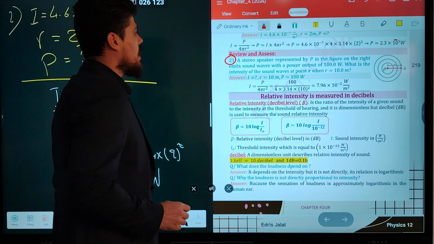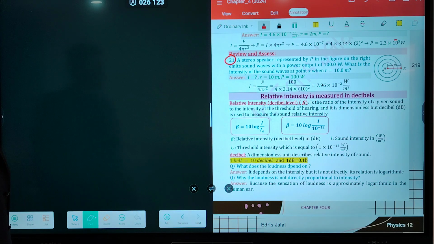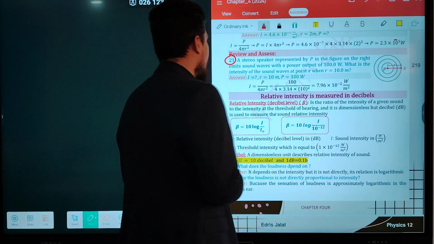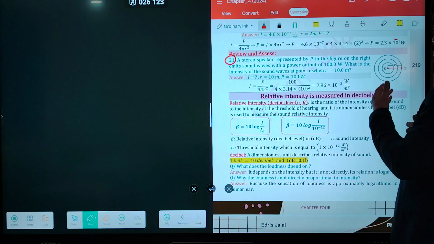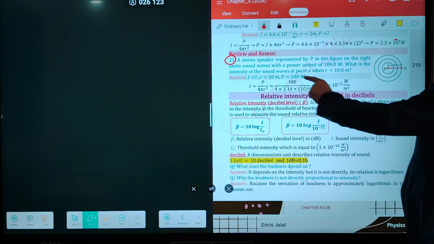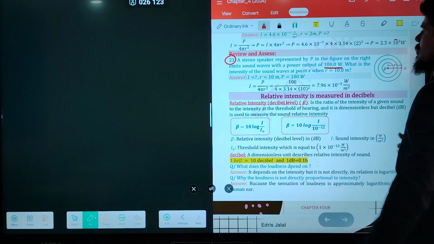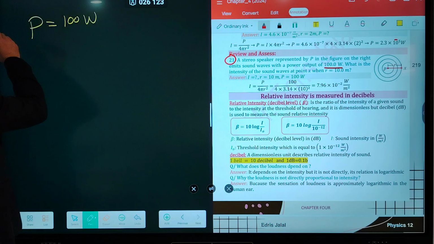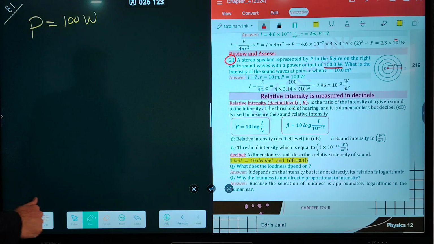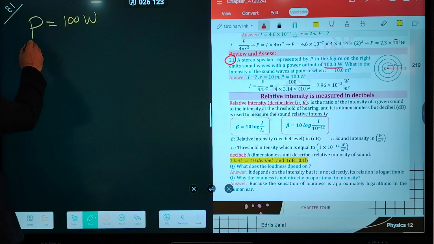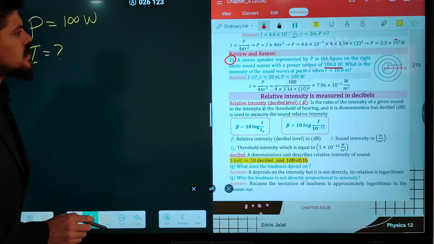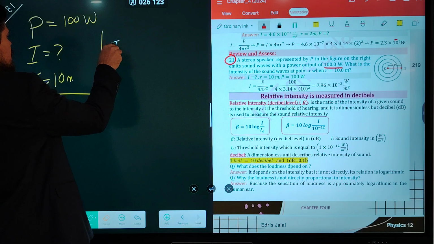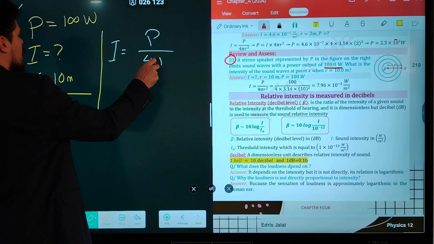Guys, question 21 in chapter review. In review and assess. The question says, a stereo speaker represented by P in the figure on the right emits. According to this figure, as you can see here, this is the sound source. Sound waves with the power output. What is the value of power? 100 watts. P is 100 watt. This is question 21 in chapter review. Power is given. What is the intensity of the sound wave? What is unknown? Intensity of the sound wave at a distance of 10 meters. R is 10 meters. It's too easy. Just write down the equation of intensity. Sorry, power over 4 pi r squared.